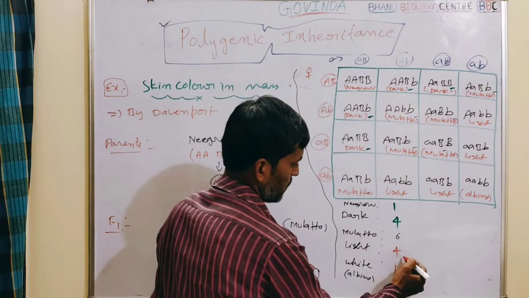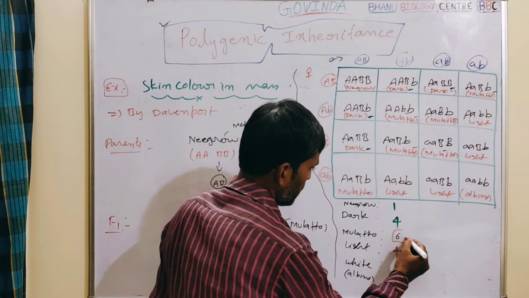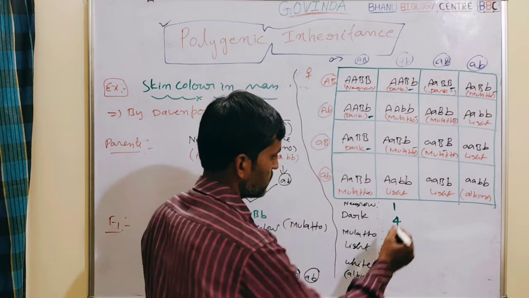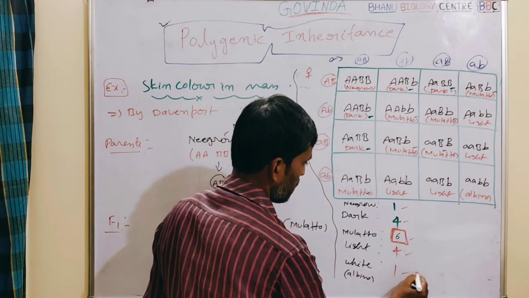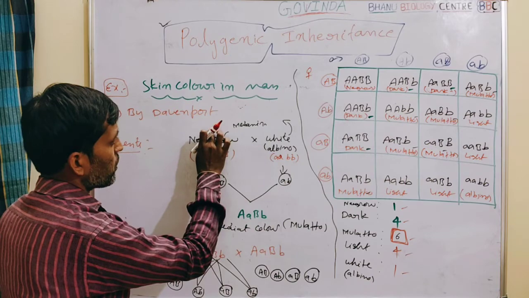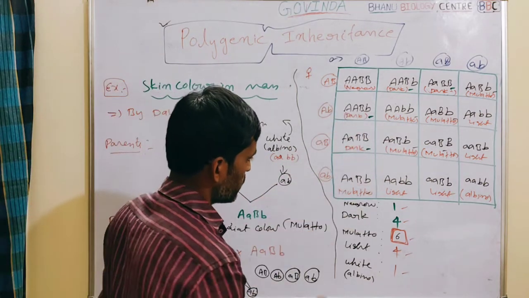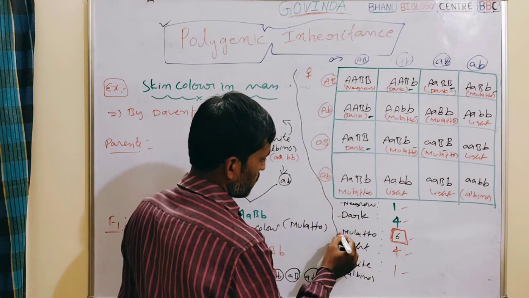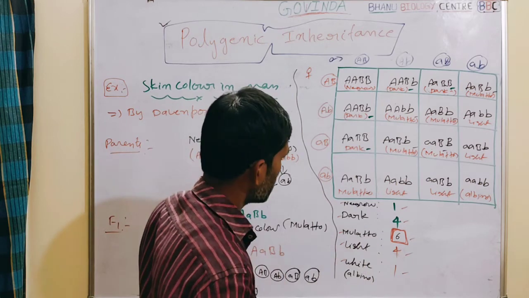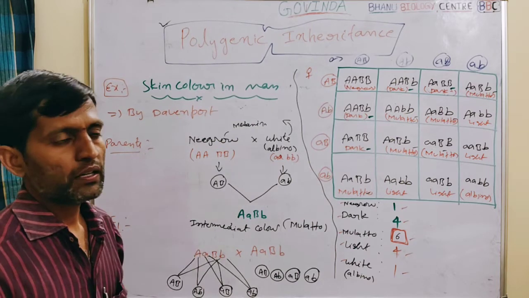So the ratio is 1, 4, 6, 4, 1. These numbers come in reverse: 1, 4 become 4, 1. But the intermediate types are more in the F2 generation. So these are the different variants we obtained in the F2 generation. Initially only dark and albino were crossed. But in the F2 generation, we got negro color, dark color, mulatto color, light color, then white color. So additionally, 3 different color variants we obtained in the F2 generation.